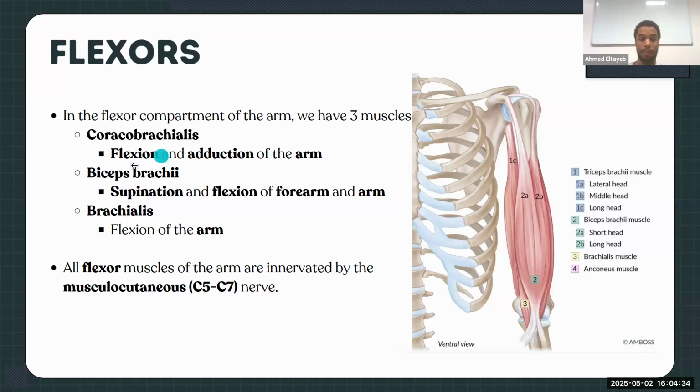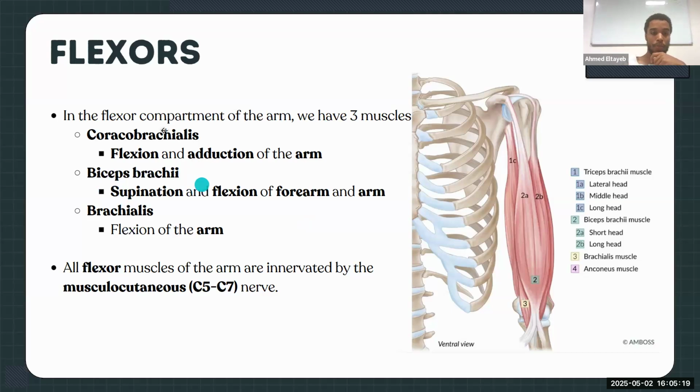Now, a very famous muscle, the biceps brachii, its main action is actually not flexion. It's actually supination. So the biceps brachii is responsible for supination and flexion of the forearm and arm. So people who go to the gym, if you want to truly hypertrophy your biceps, you want to start off at a 45-degree angle and you want to supinate and flex at the same time. This will provide maximal muscle growth because the main action of the biceps is not flexion, it's supination. And finally, we have the brachialis, which is responsible for flexion of the arm. And all flexor muscles, the coracobrachialis, the biceps brachii, and the brachialis are innervated by the musculocutaneous nerve.